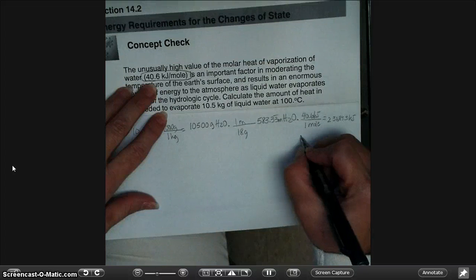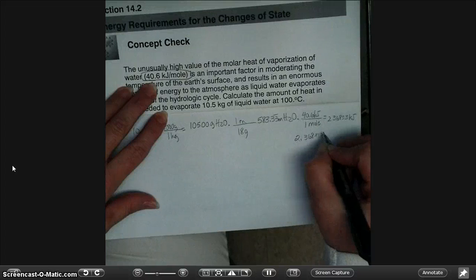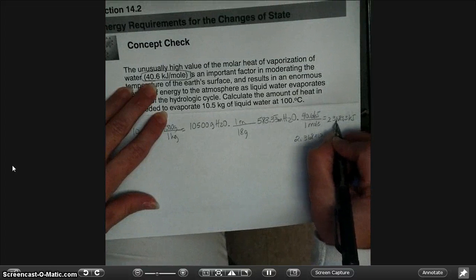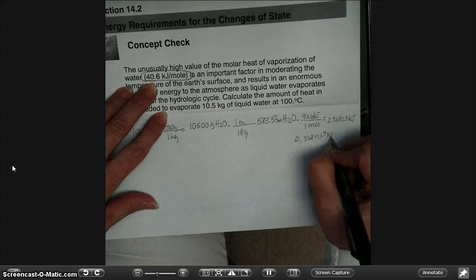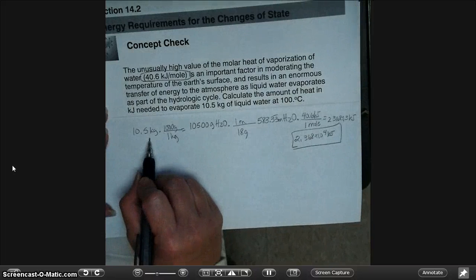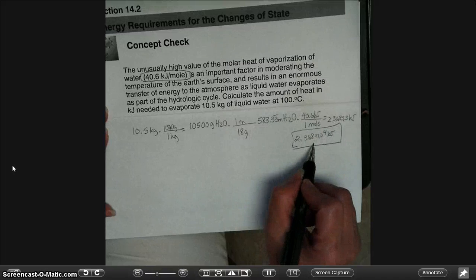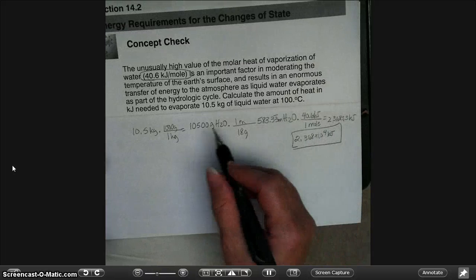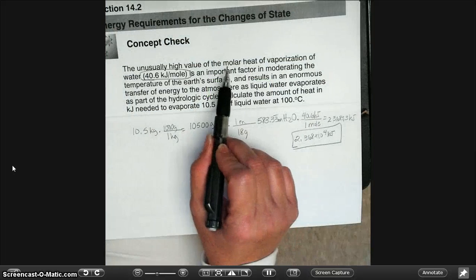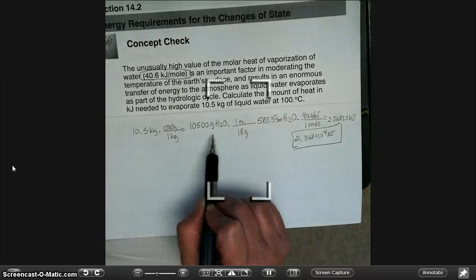And the correct answer then, we would put that in scientific notation, is 2.368 times 10 to the fourth kilojoules, the amount of energy required to take 10.5 kilograms of water to the heat of vaporization at 100 degrees. It would take that many kilojoules. And the same situation works with the heat of vaporization and with the heat of fusion. You would just work it out the same way.